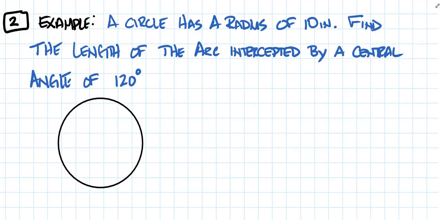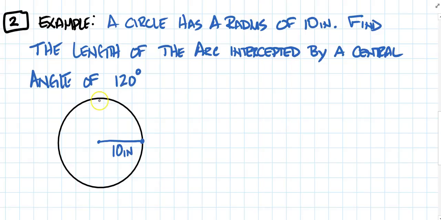Okay, here's a really classic example of the first thing that you do when you learn this stuff. It says a circle has a radius of 10 inches. Okay, I can do that. So I have a circle here, and I'm going to say that this is a 10-inch radius. It says find the length of the arc intercepted by a central angle of 120 degrees.